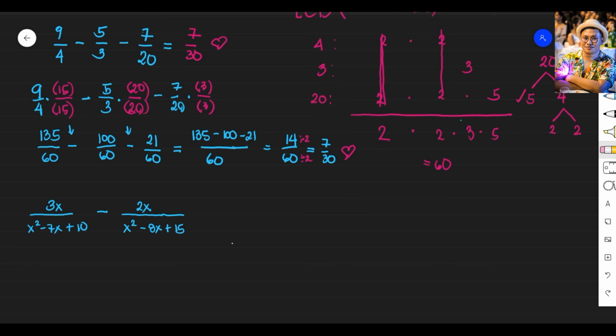How to go about this? Before we proceed to look for the LCD, and we're going to look for the LCD here because we have two fractions, we're going to factor first these two, x squared minus 7x plus 10, as well as x squared minus 8x plus 15. We're going to factor these trinomials. Let's start with x squared minus 7x plus 10.